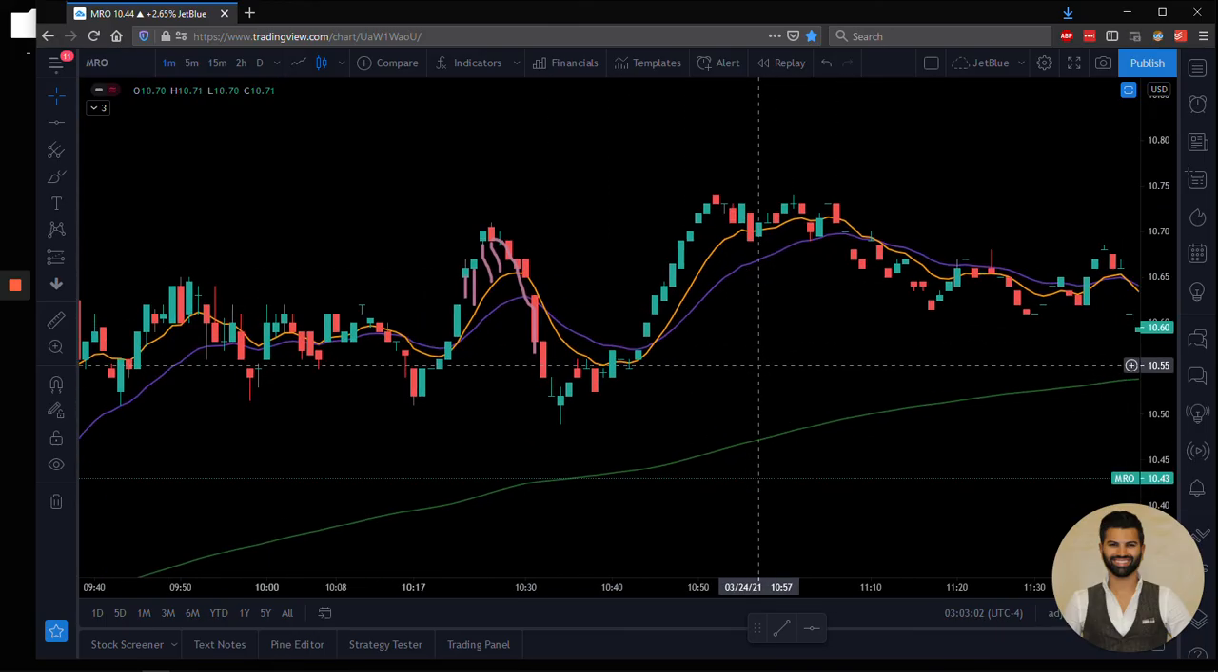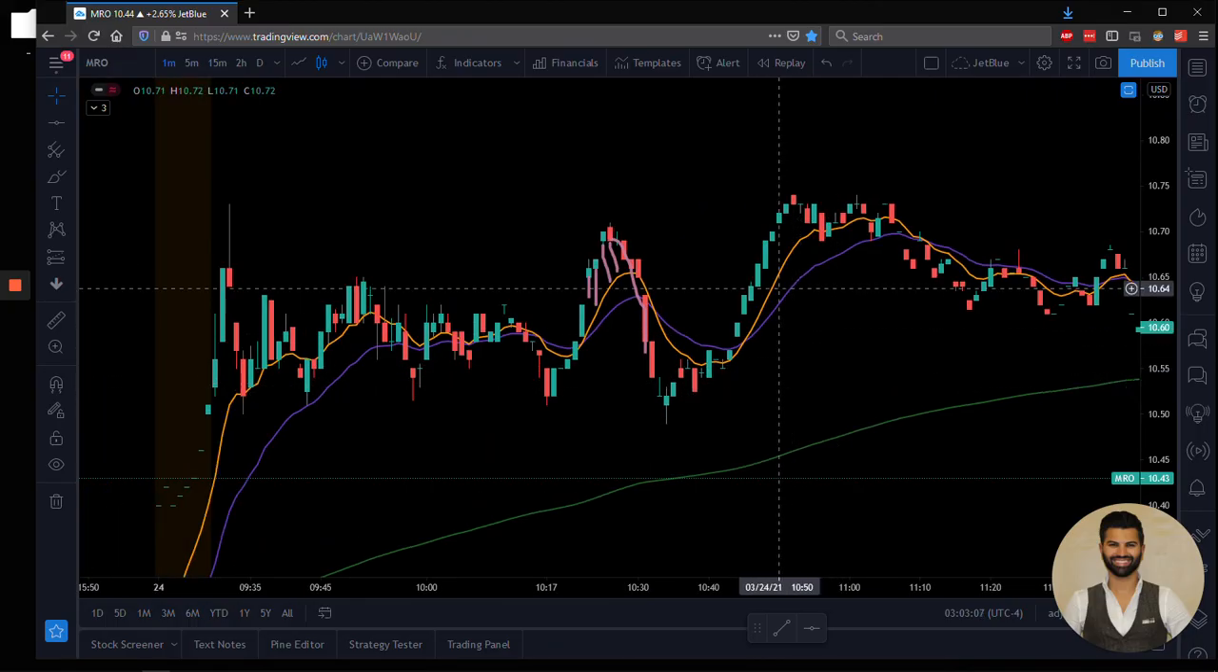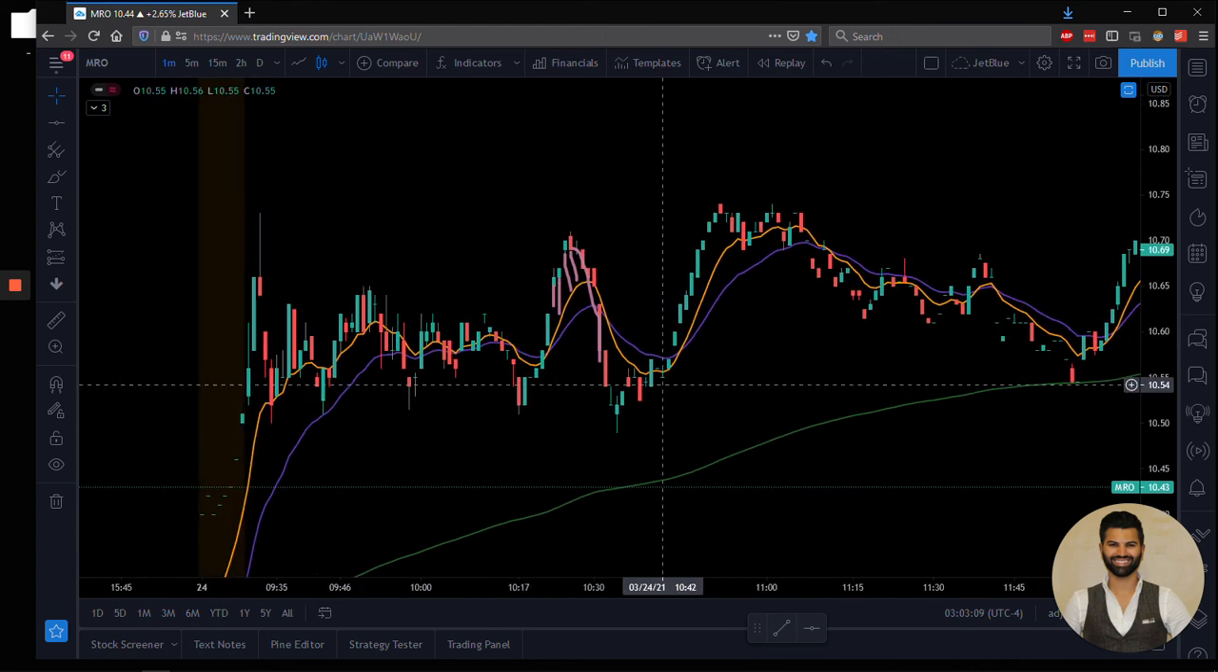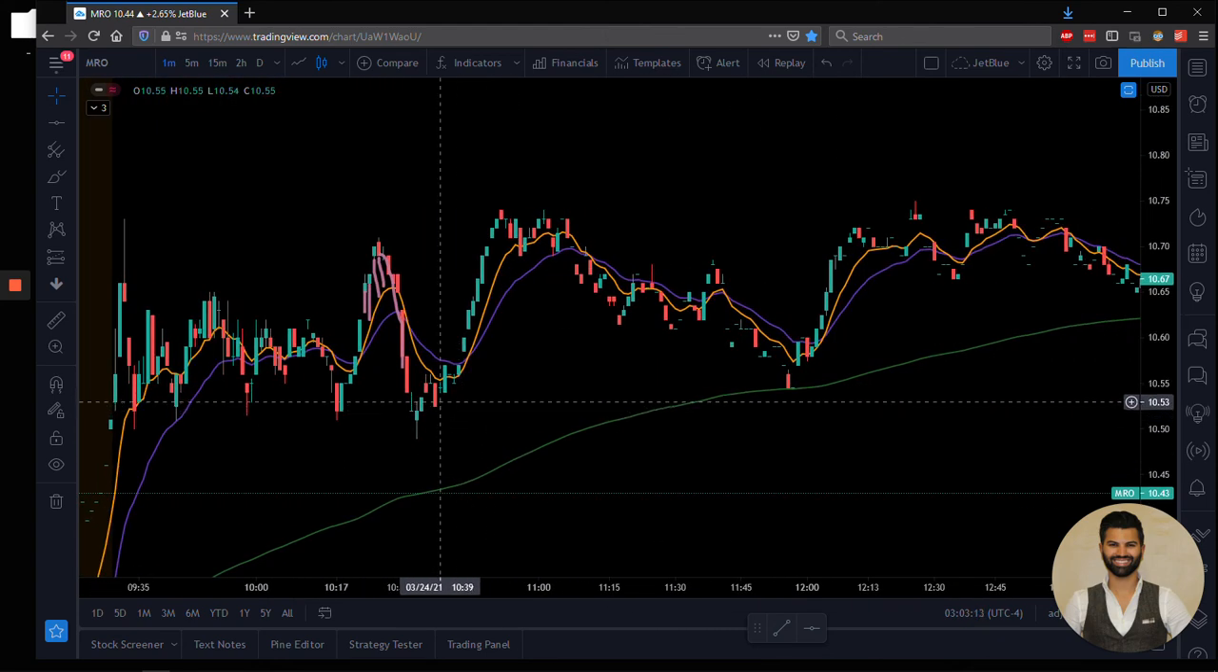To simplify it again, the EMAs are natural support resistance. Use all three, the 9, the 20, the 200, to make your trading more successful.